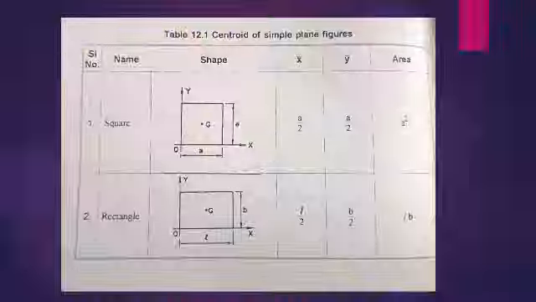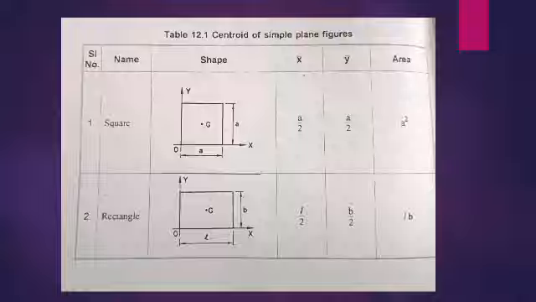Then the second shape is rectangle. What is meant by rectangle? If opposite sides are equal, then the shape is said to be a rectangle. Here, we consider a rectangle of length L and width B. Therefore, the x bar value, the centroid value along the x-axis, is equal to L by 2 and the y bar value is equal to B by 2. Then we know that the area of a rectangle is length into breadth.